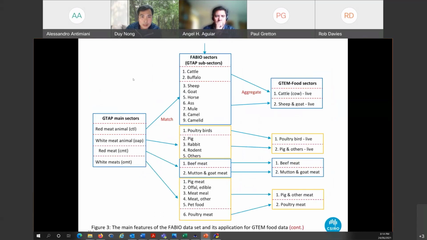Here you can see that the first panel is the FarmBio sector, and on the left hand side, you can see the GTAP main sector. Here we match with the FarmBio sector, and after that on the right hand side, you can see that we have the more detailed food sector for the GTAP food model. In this case, we disaggregate the GTAP four main sector commodities into 8 commodities.